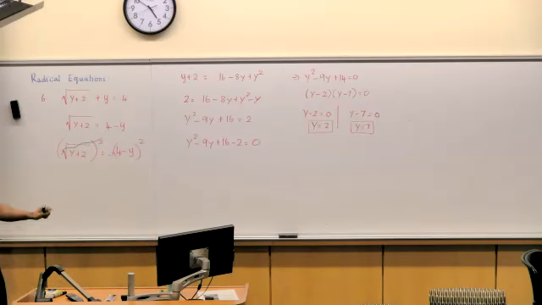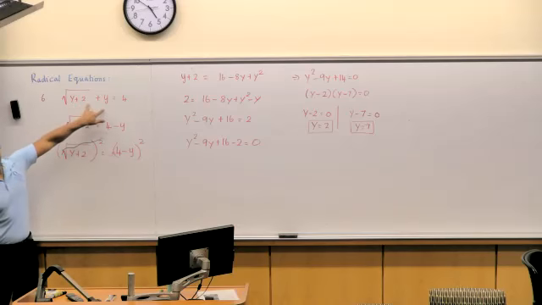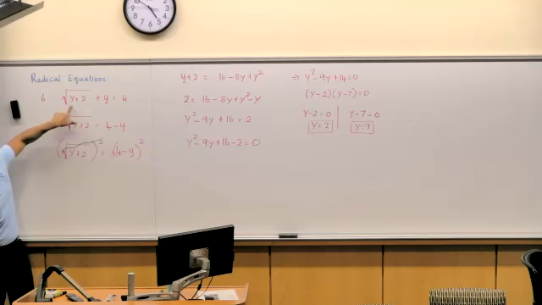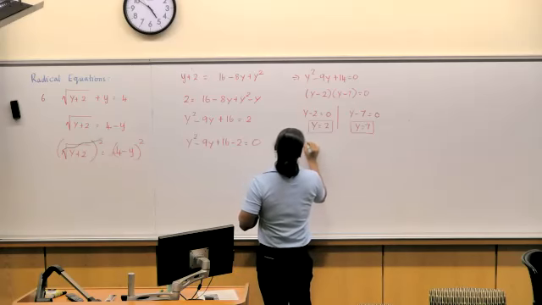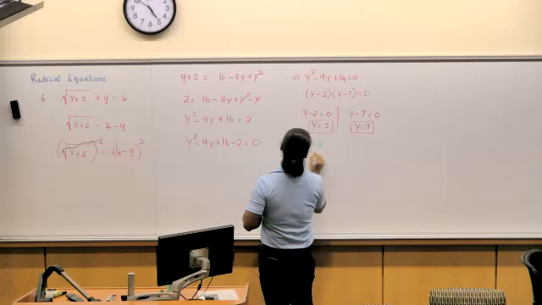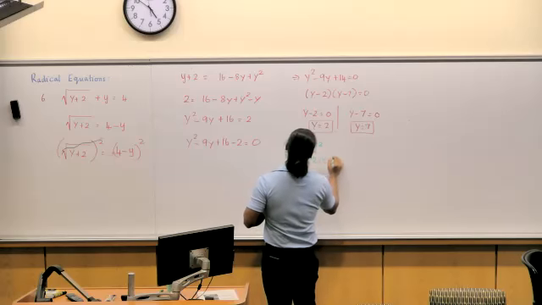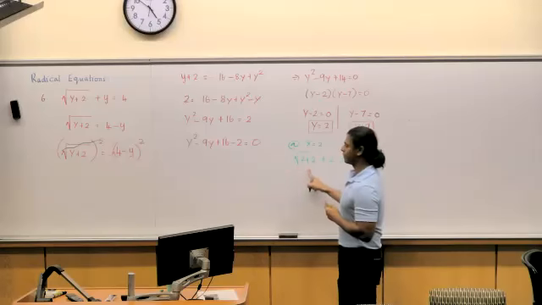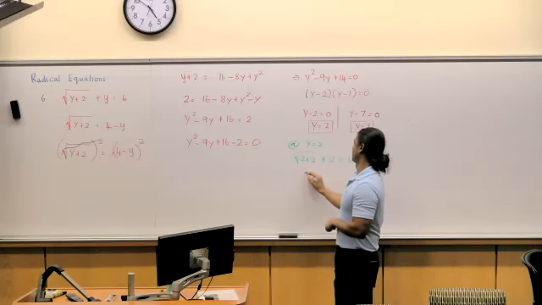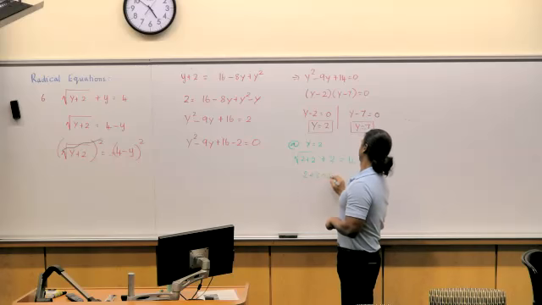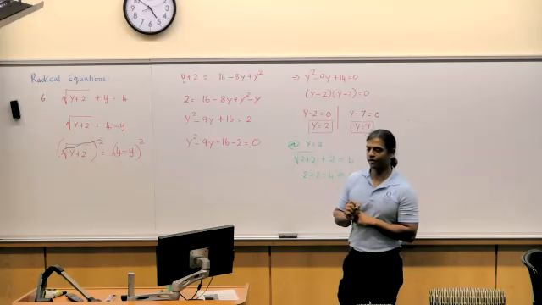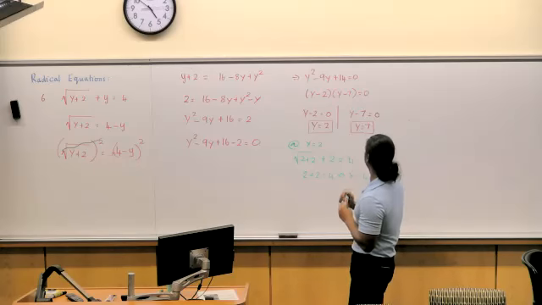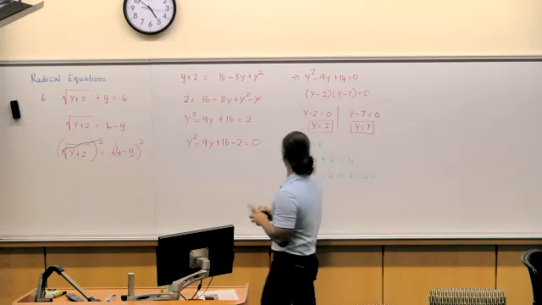So if I plug in 2, I will get 2 plus 2, which is 4. Square root of 4 is 2, which would mean 4 is equal to 4. That works for us. The next solution that we have is y equals 7.